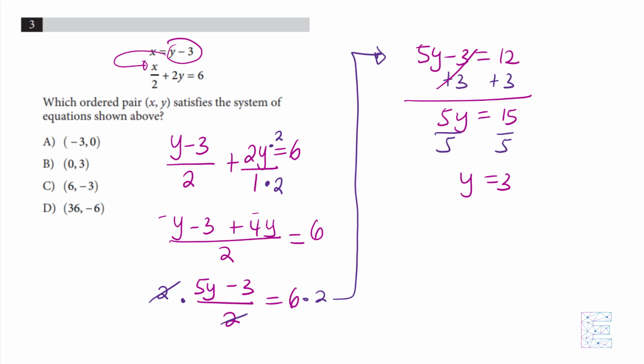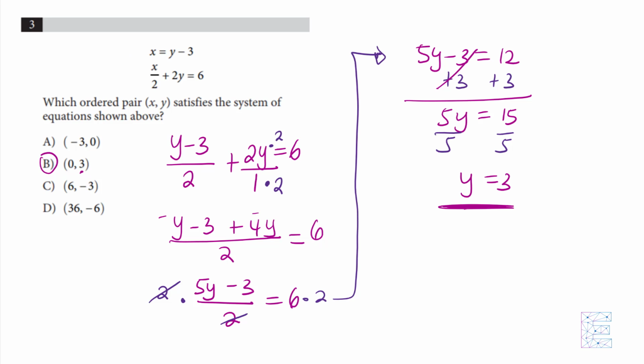So we could spend some time going back and figuring out what x is, but a time-saving strategy is to glance at the answers and see if you have any other choices where the y value is 3, and there's only one of those. So we know B has to be it because the y value there is 3. We don't have to waste time figuring out what x is.